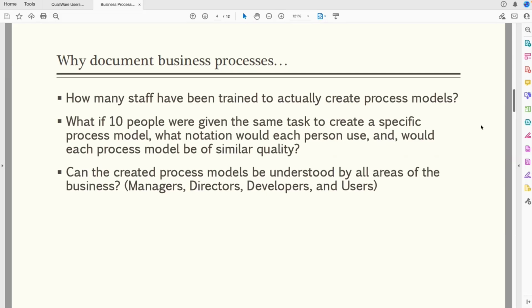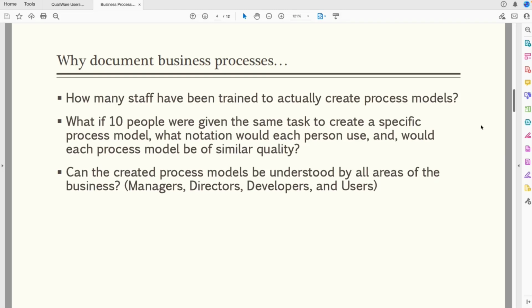And that's essentially why we want to model our process. We're trying to convey an idea, knowledge. Can the created process models be understood by all areas of the business, not just the technical people, but also the business people, the managers, directors, developers? And you may have to do different models for the different target audiences, but that's a different level. We can hide details and extrapolate higher up, because the higher up you go, they don't want to see the details. Just give me the broad strokes.